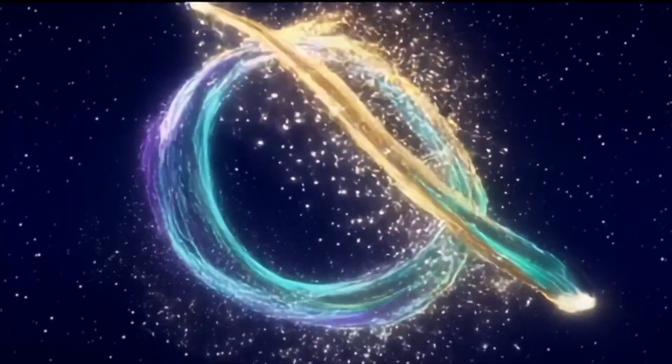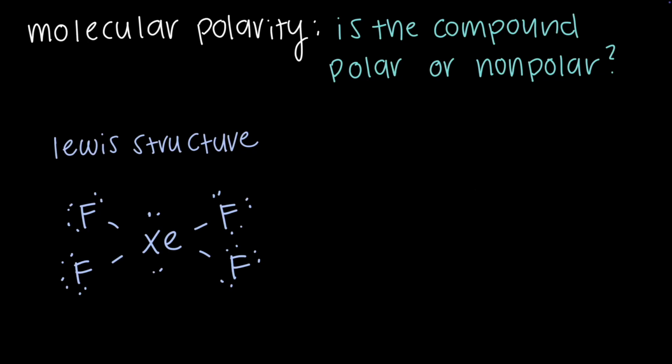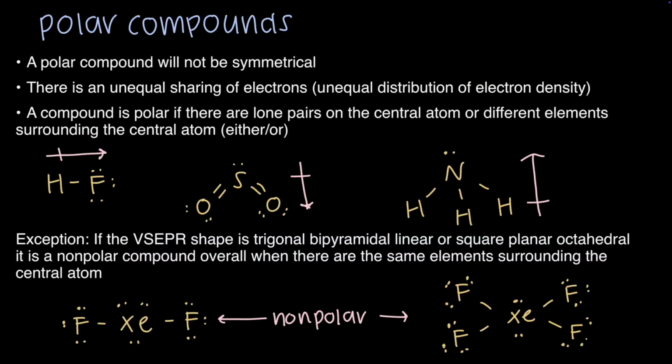Here is a fast way to determine if the molecule is polar or nonpolar. You only need a Lewis structure and the VSEPR shape. A polar compound will be unsymmetrical, and this means that there is an unequal distribution of electrons. A compound is polar if there are lone pairs on the central atom or different elements surrounding the central atom.